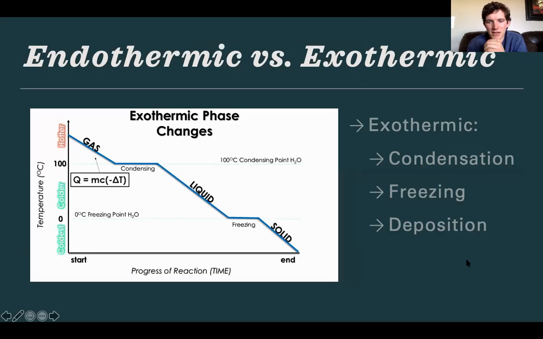In talking about heat and energy, we want to know which are endothermic reactions and exothermic reactions, because whenever you have a reaction, there's some sort of change or transfer in our heat and in our energy. So exothermic phase changes that we deal with a lot are condensation, freezing, and deposition.